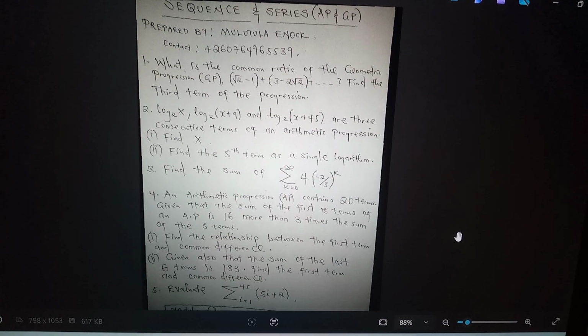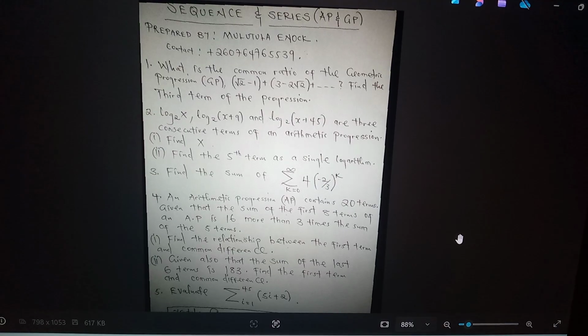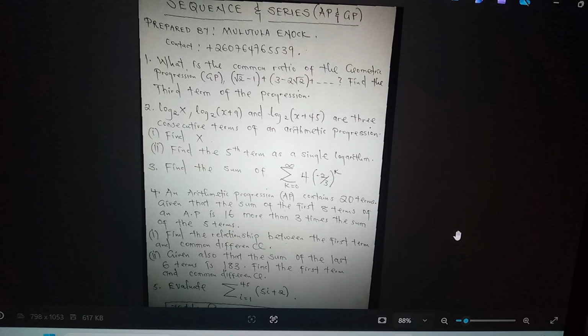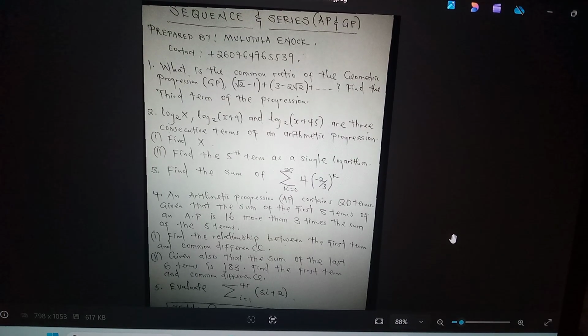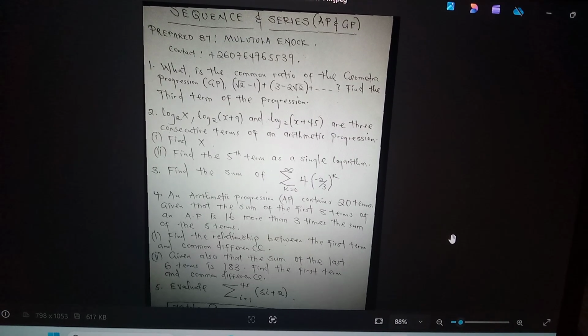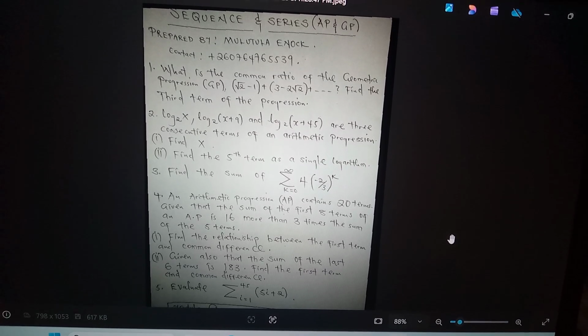So we ended on question 2, now we are proceeding to question 3, where they are saying find the sum of the summation of the infinite, k equals 0, of 4 open brackets negative 2 over 3 to power k. So we can start.